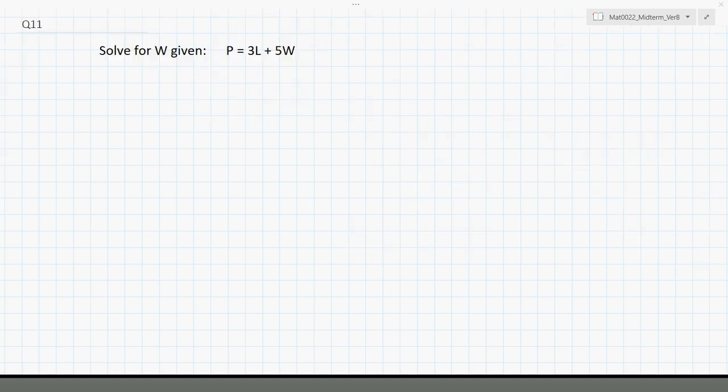Okay, so now number 11 is going to be solve for w given that p equals 3l plus 5w. This is close to a perimeter equation, but it's not quite. What we're going to be doing is what's called reverse PEMDAS. So PEMDAS is when you have the equation equal to a set number and you only have one variable, so it's easy to pull it out and make the variable equal to something. But in this scenario, we can't do that.